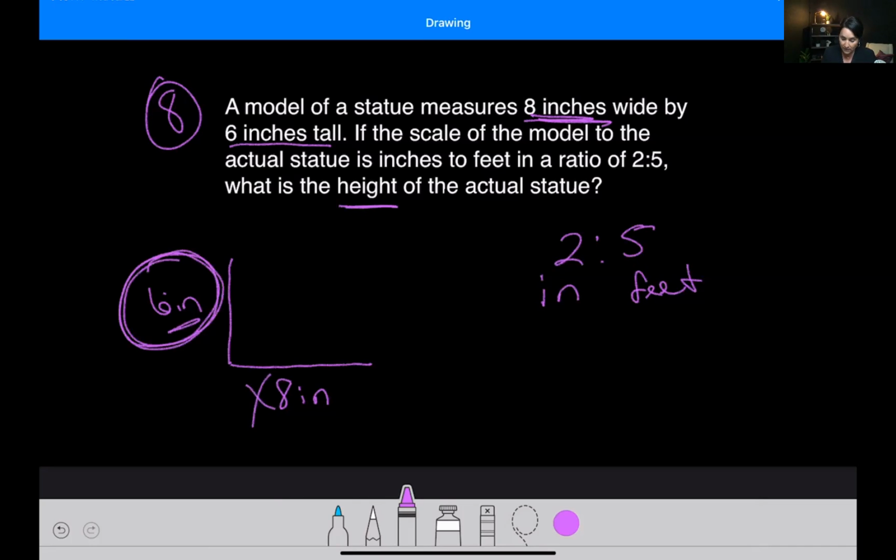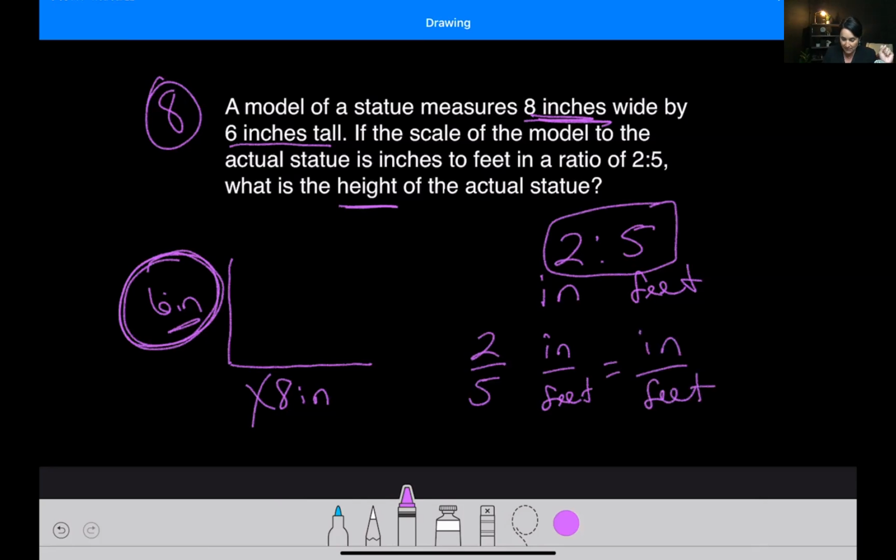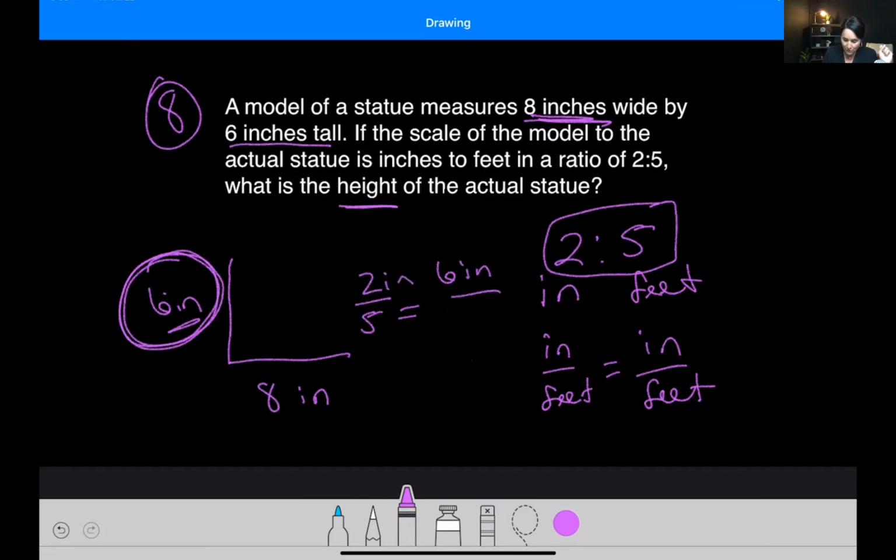Okay, now let's go with this ratio here. This is 2 over 5 or inches over feet. We want to do matchy-matchy. When I talk about proportions, I always talk matchy-matchy. Inches over feet equals inches over feet. In this case, we have 2 inches over 5 feet. Let's go 2 inches over 5 feet equals 6 inches over, I'm not sure how many feet.